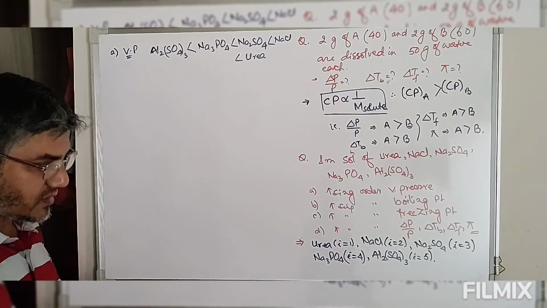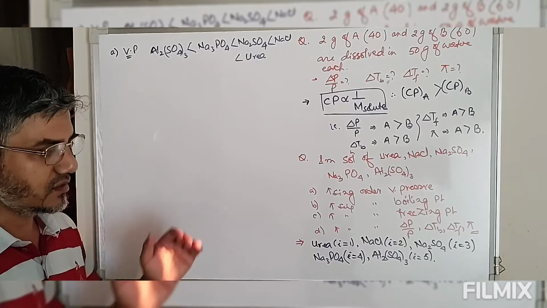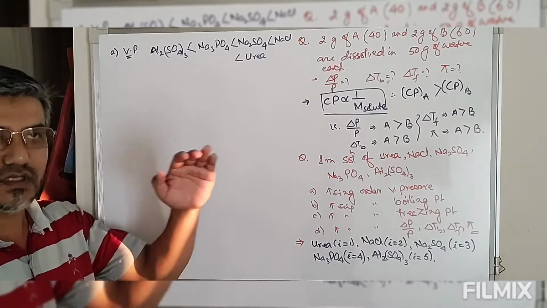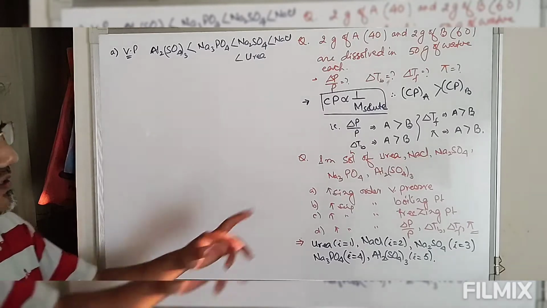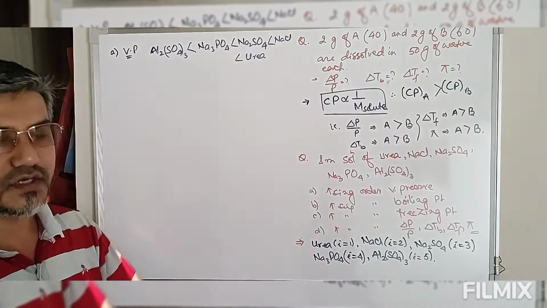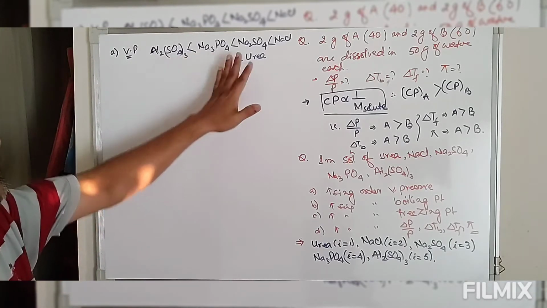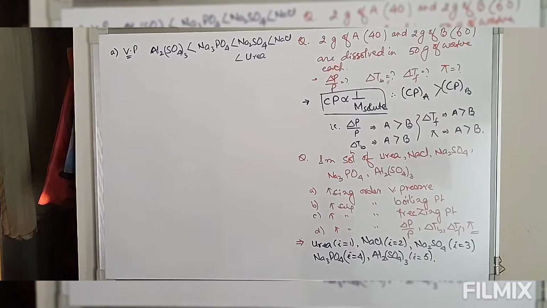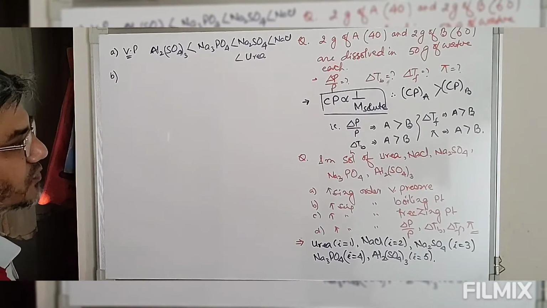So now look at this, as the number of solute particles increases, the vapor pressure of the solution will decrease. That means the vapor pressure of a solution containing these quantities of solute. So look at this, this is the increasing order of vapor pressure. Then we look at the increasing boiling point.